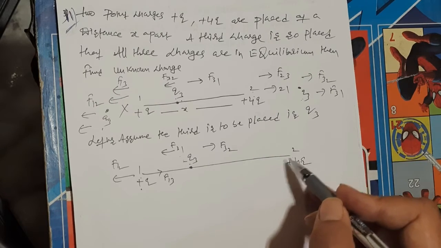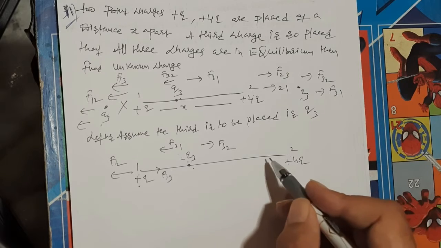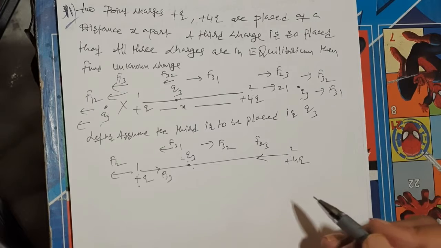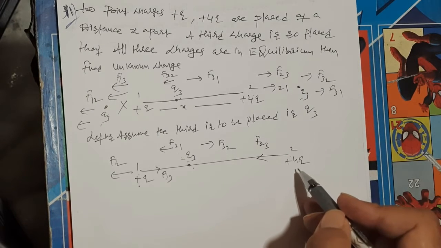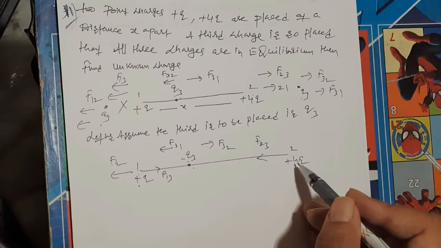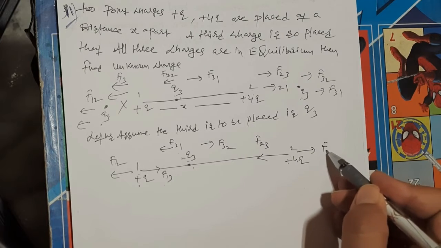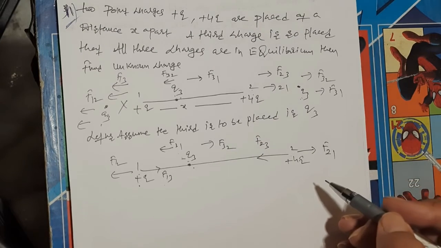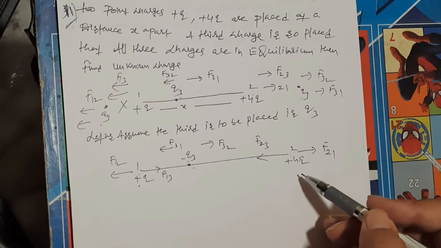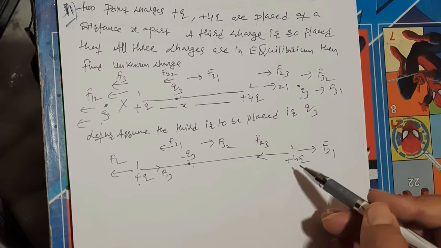Force acting on the second charge due to this negative charge is an attraction force, F23. Force acting on the plus 4Q charge due to this charge is a repulsion force along this direction, that is F21. Here also we notice that these two forces are equal in magnitude but opposite in direction. Net force acting on the second charge is also 0. So equilibrium of the second charge is also possible.